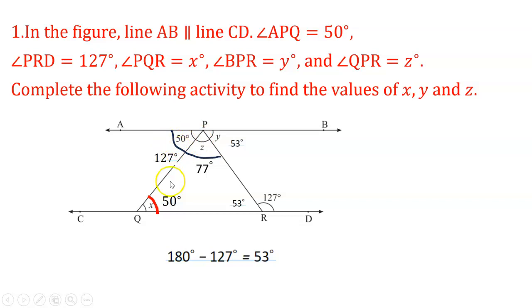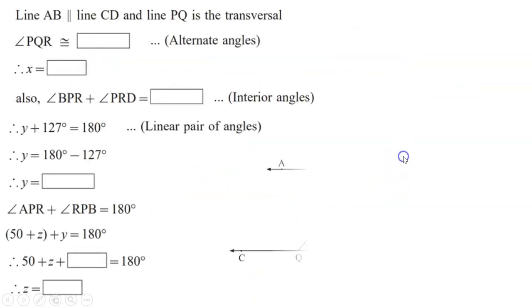And lastly, the measure of angle X will be 50 degrees. As these two lines are parallel, PQ is the transversal and again these will be alternate angles. And hence the measure of angle X is 50 degrees, Y is 53 and Z is 77. But we have to do this through the activity. Now see this activity. Okay.